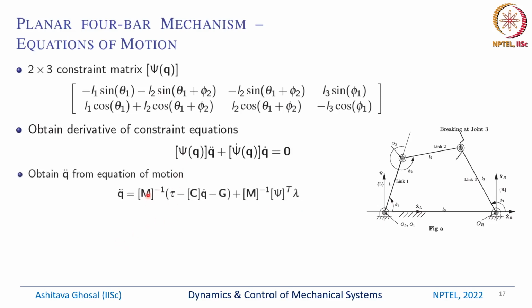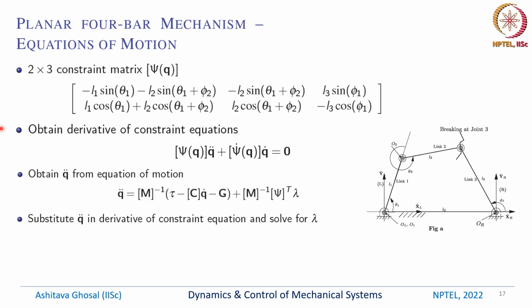So we substitute q double dot in this expression here and solve for lambda, and then we substitute lambda back into the equations of motion, and we will get M q double dot equals f into psi transpose, psi M inverse psi transpose the whole inverse, and this. We have done this earlier. I'm just repeating it once more for this 4-bar mechanism.